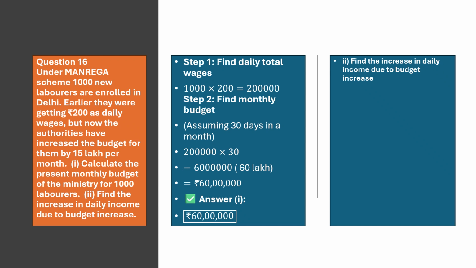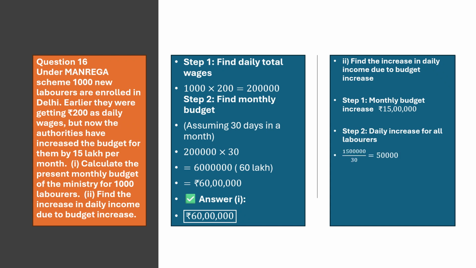Find the increase in daily income due to budget increase. Now monthly budget increased here, it is given 15 lakh. So daily increase for all laborers will be how much? We know there are 30 days in a month, so we need to divide it by 30. So you will get 50,000. Next is to find the increase per laborer. So likewise, 50,000 will be divided by the number of new scheme laborers, that is 1,000, and you will get 50, which is the final answer. That means the increase in daily income will be rupees 50 per day.